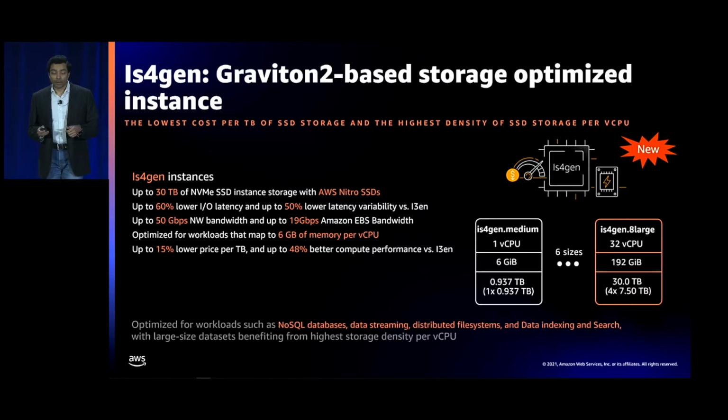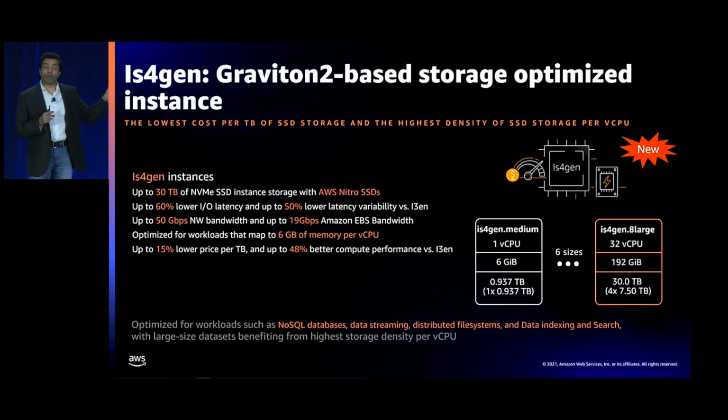The second instance that we launched yesterday was the IS4GEN. IS4GEN is a Graviton2-based storage optimized instance, delivering the lowest dollar per terabyte for NVMe SSD in EC2, optimized for workloads with large data sets, which can benefit from high storage density per vCPU. These instances, IS4GEN, are comparable to the existing i3EN instances. So if you're already using i3EN, then you definitely want to check out IS4GEN.